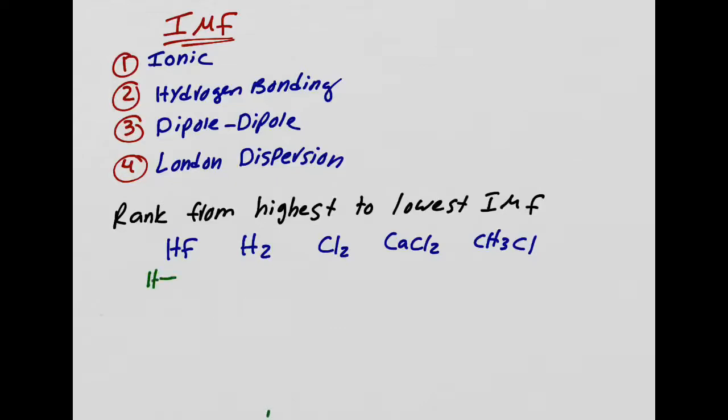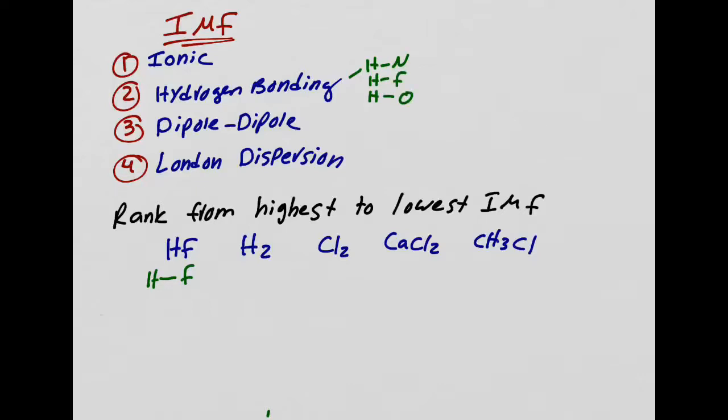I have HF. Now, it's not ionic. Is it hydrogen bond? Go one by one. Not ionic. Is it hydrogen bonding? Yeah, it's hydrogen bonding. Why is it hydrogen bonding? Because it has HF. Because remember we talked about hydrogen bonding is HN, HF, and HO.